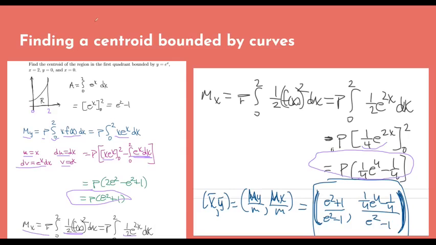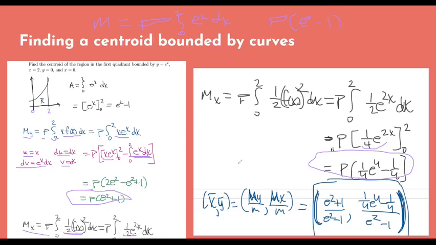Now we also have to find little m, which is just going to be, once again, density times the integral from 0 to 2 of the function, which is e to the x dx. So that's going to be density times e squared minus 1.